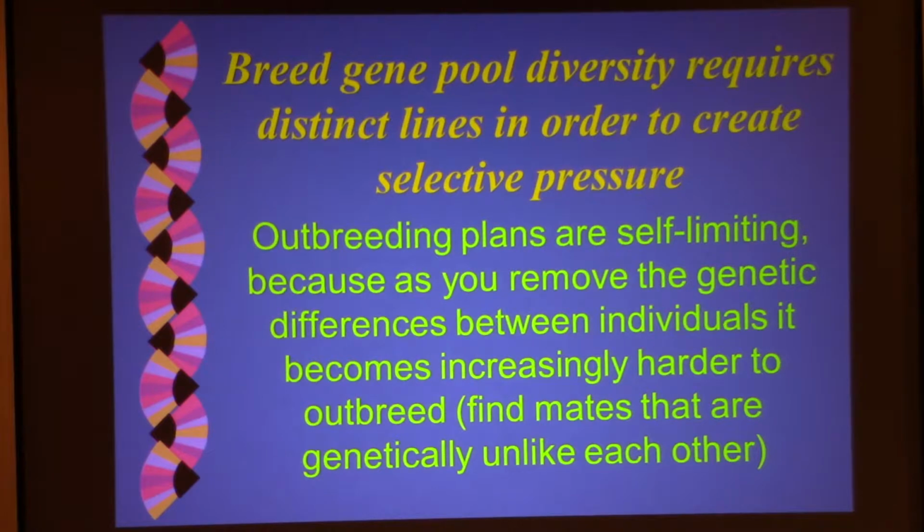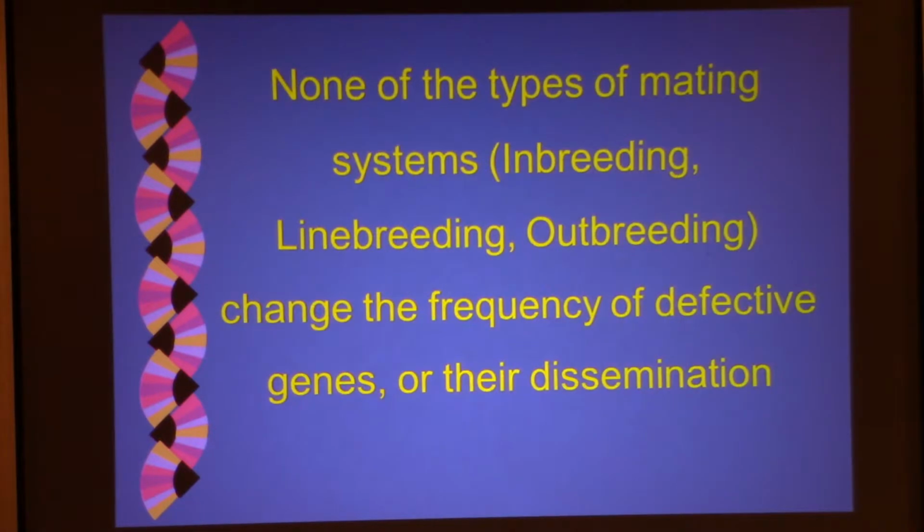And it isn't achieving quality or health. All it's achieving is heterozygosity. And they'll tell you, look at what we improved. Our average inbreeding, our average homozygosity went from this number to that number. Isn't this great? But it's got nothing to do with health. None of the types of mating systems, inbreeding, line breeding, or outbreeding, changes the frequency of defective genes or their dissemination. Outbreeding just disseminates defective genes in the heterozygous state, which is exactly what you want to do with endangered species, okay? Because there is no selection going on. You just want to minimize the expression of deleterious recessive genes.